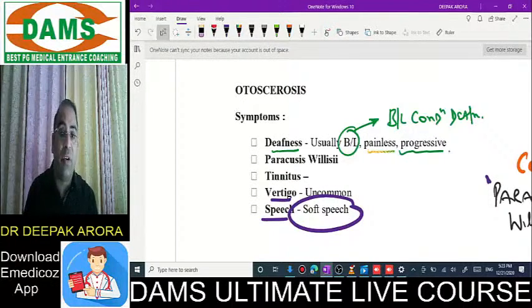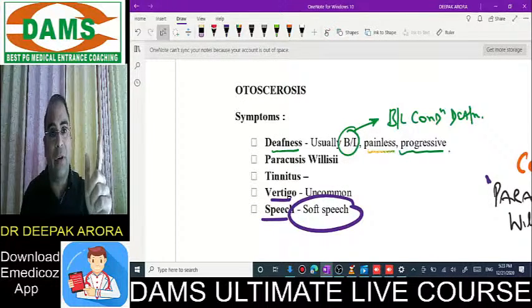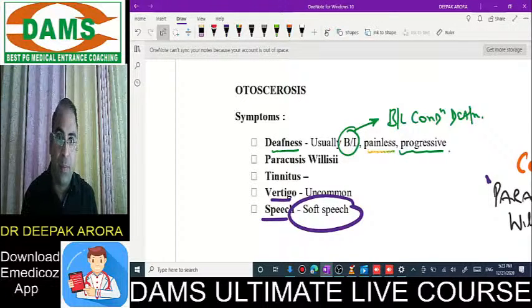Till now, I have given you two nice concepts. Patient feeling comfortable in noisy surrounding, conductive. Patient having soft spoken voice is equal to conductive deafness. Patient loud voice is your sensory neural. Patient feeling uncomfortable in noisy surrounding is equal to sensory.